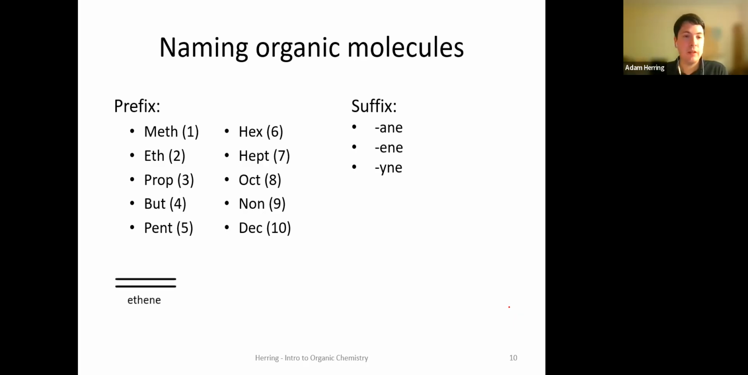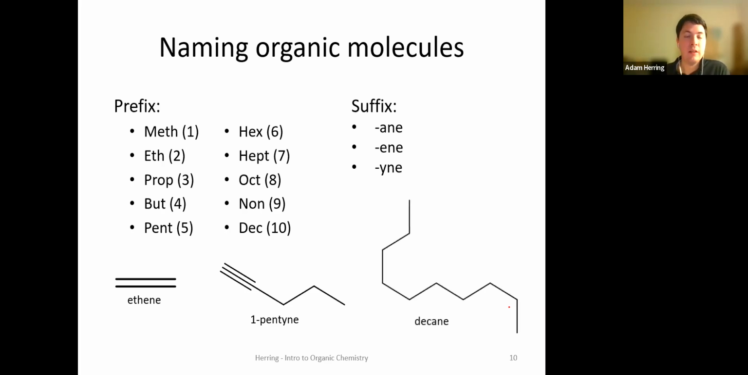For example, this is ethene. It has 2 carbons, and it is an alkene. This molecule is 1-pentyne. It's 5 carbons long, and it's pent. It has an alkyne. And the number 1 is indicating that that triple bond from the alkyne starts at the first carbon. Then this molecule has 10 carbons and is an alkane, so this would be called decane.